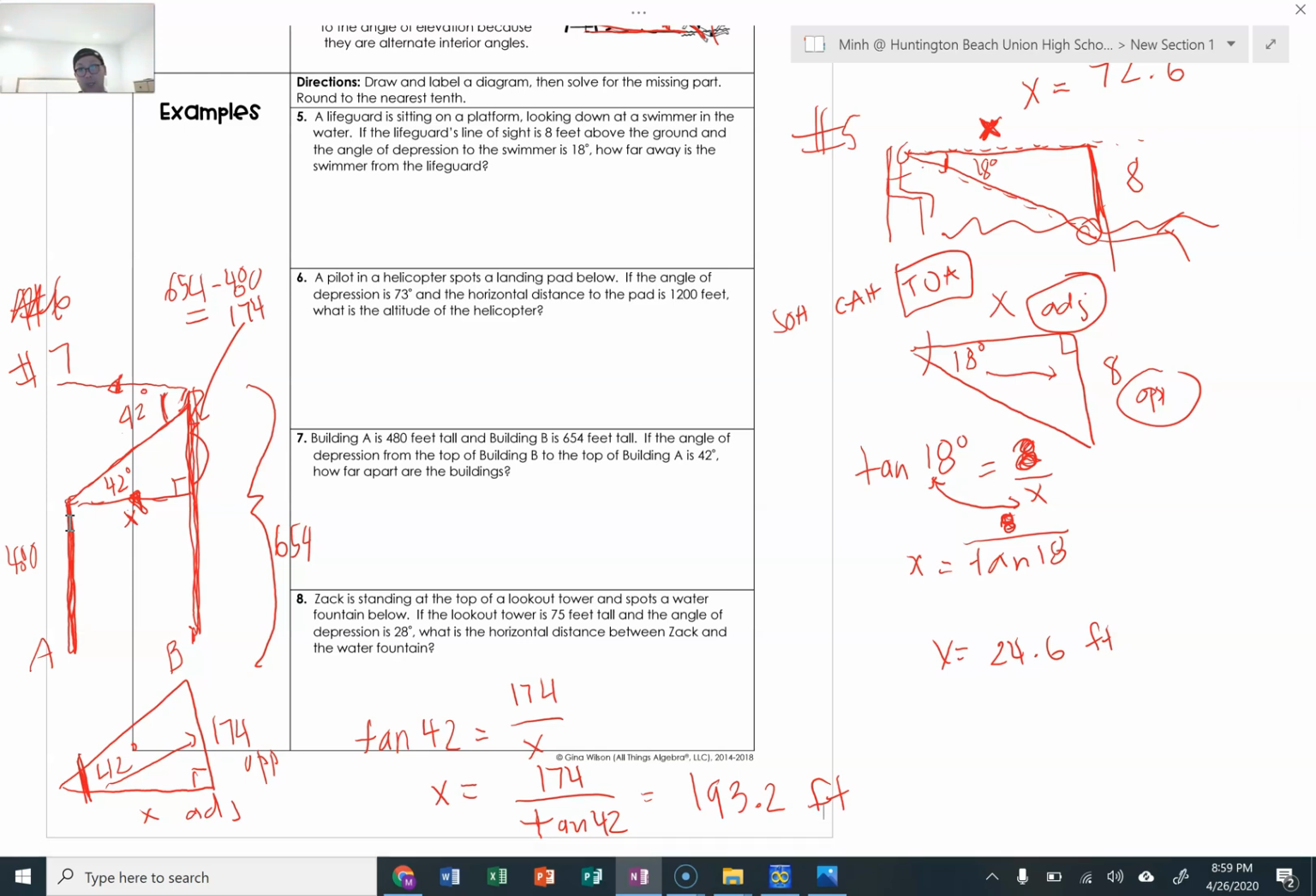On Tuesday is just a review. So I want you guys to nail these word problems because next week on Wednesday is our trig unit exam. So be prepared. If you're struggling, ask tons of questions.